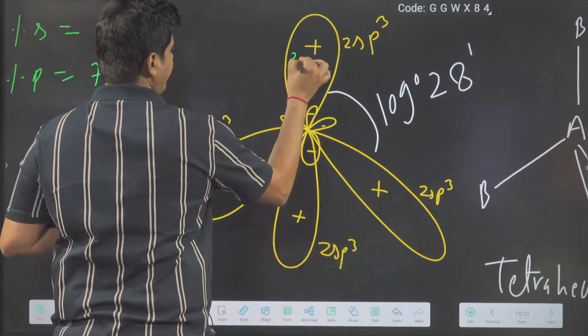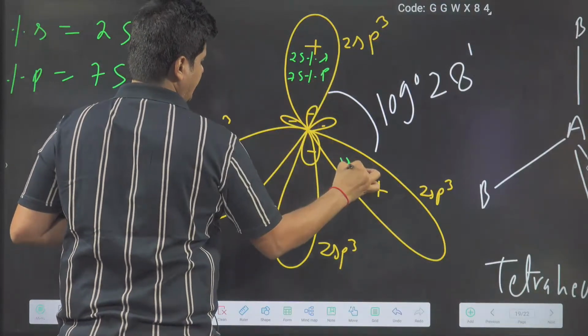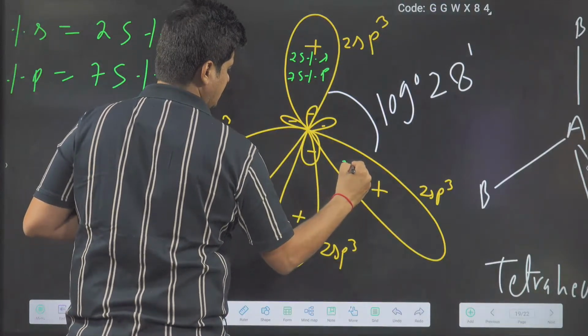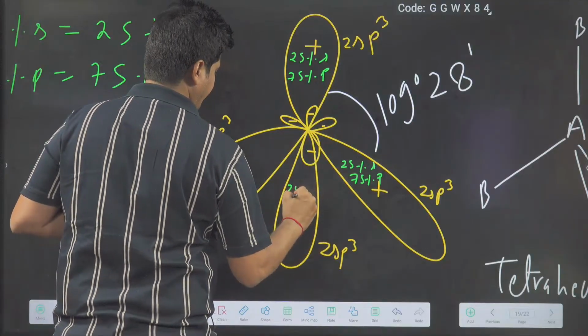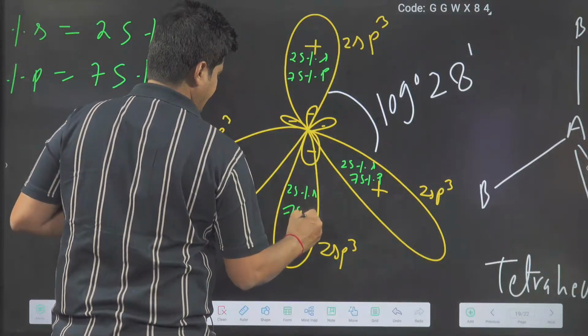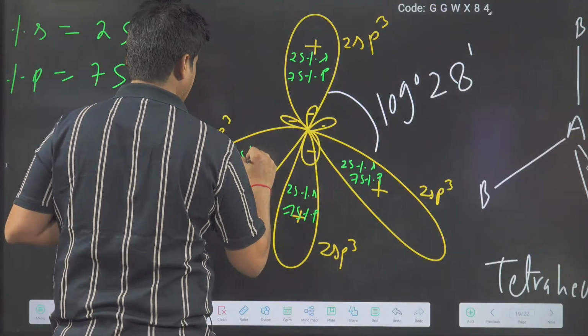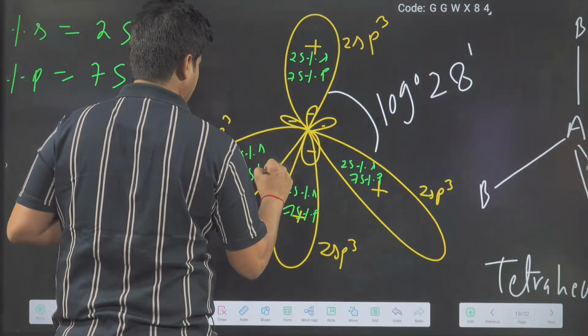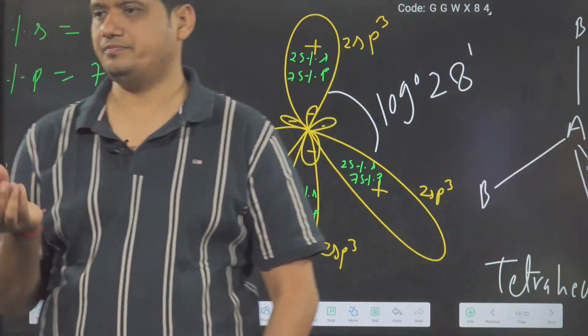25% S, 75% P. 25% S and 75% P. And this is directly from the NCERT.